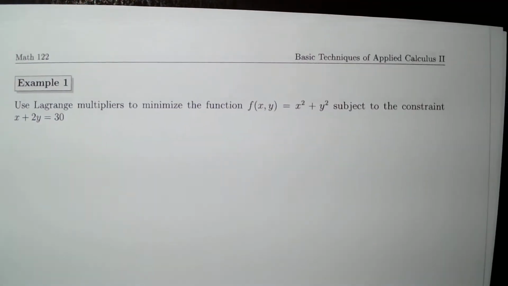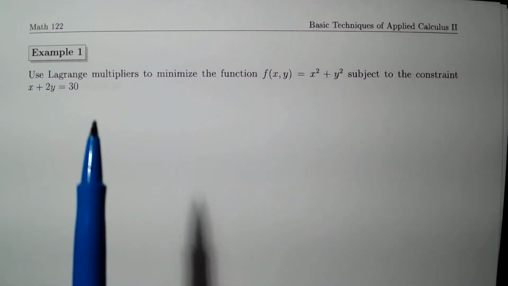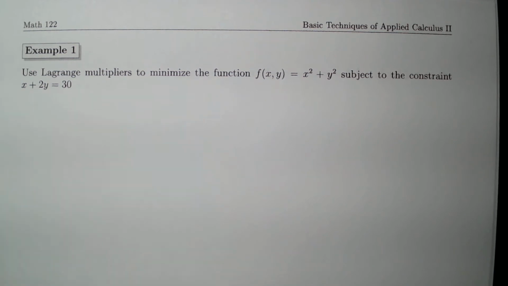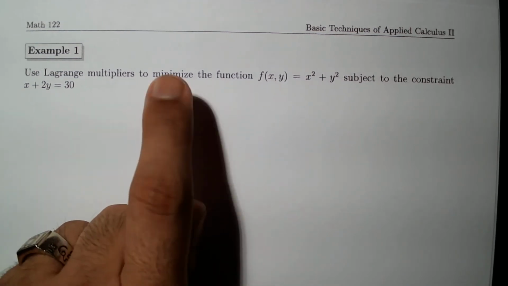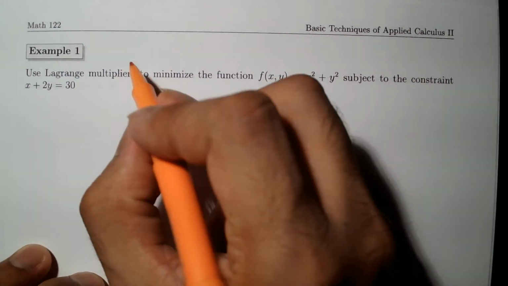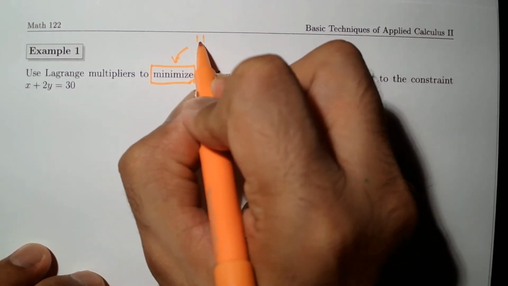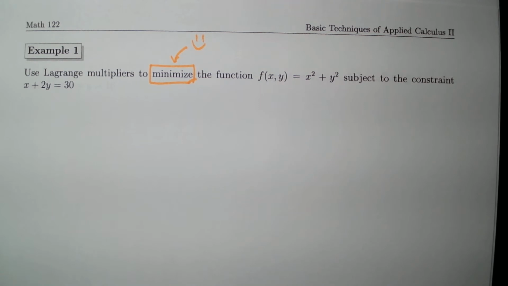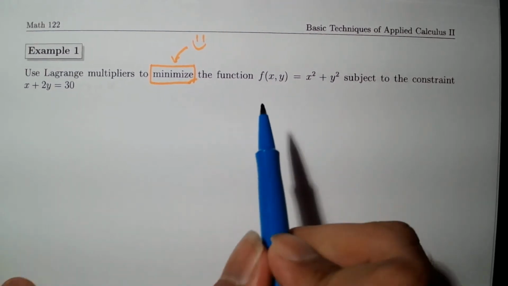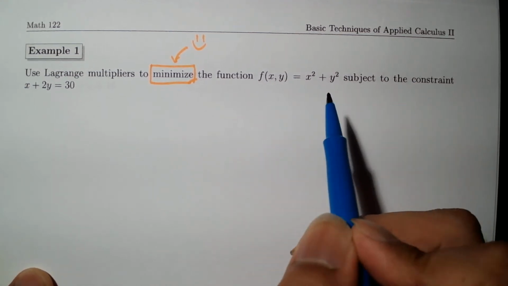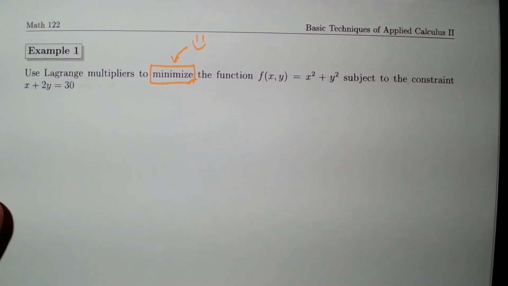So if you look at example 1, use Lagrange multipliers to minimize the function. It is given that we are going to have a minimum. Whatever we get, it's going to be a minimum, no need to test. And so we have the function f of x, y equals x squared plus y squared, subject to the constraint x plus 2y equals 30.